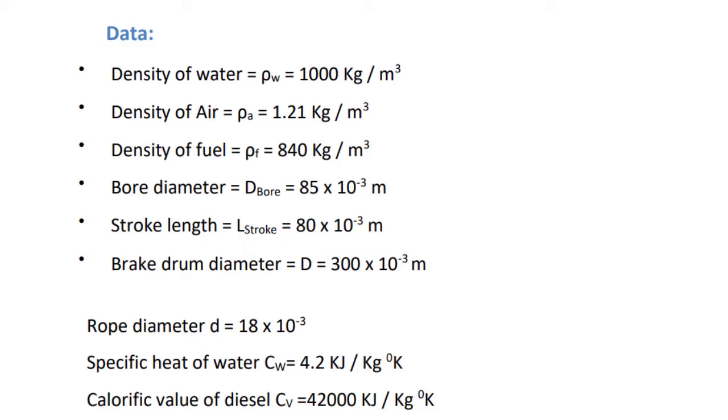So let's start the calculation. Here is the data for our 4-stroke single cylinder diesel engine. This is the basic data that we will take during our calculation. First, this is the density of the water, then the density of air and the fuel are given, and the bore diameter and the stroke length for the given engine are also given. The brake drum diameter, that is 300 into 10 raised to minus 3 meter, is also given for the calculation, along with the rope diameter, which is required. So this is the basic data that we will use for the calculation of our experiment.